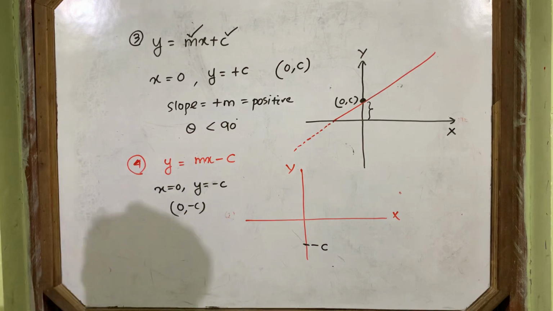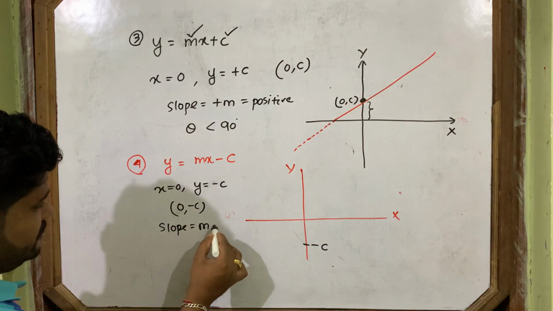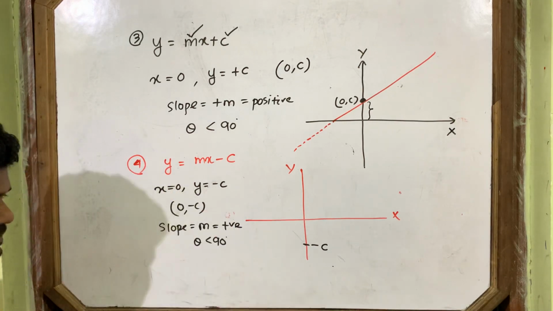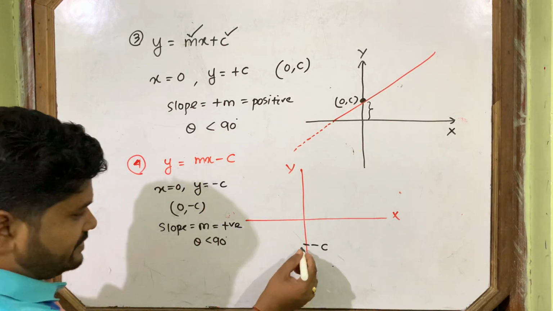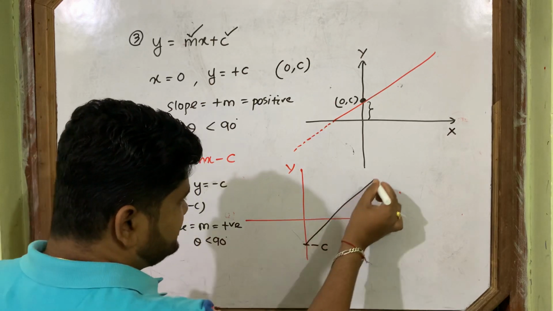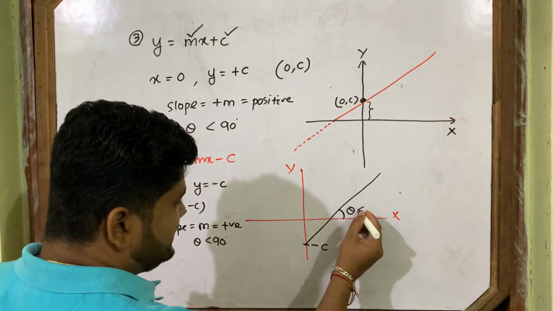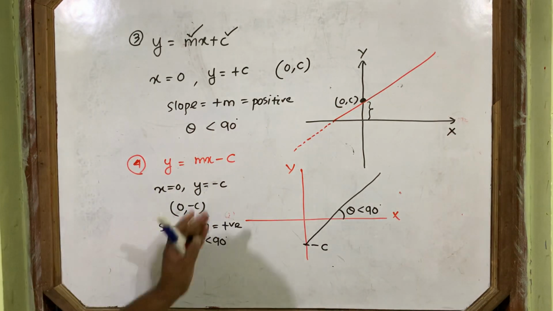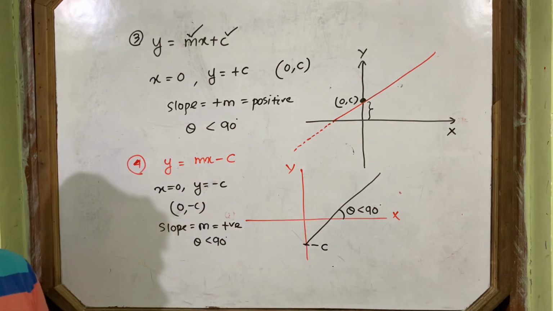But what about the slope? Slope is positive. Slope positive means theta is less than 90 degrees, which means the graph turns to this side. So the graph must pass through this point, and the graph will be like this, where theta is less than 90 degrees. So this is the graph for this equation.